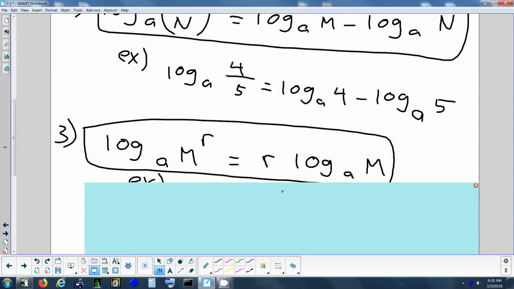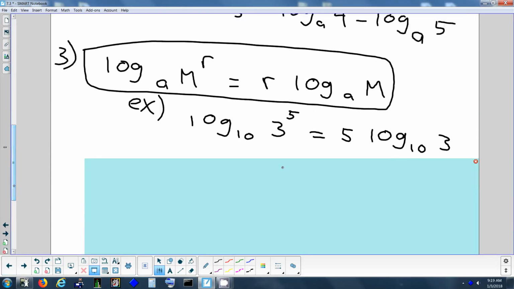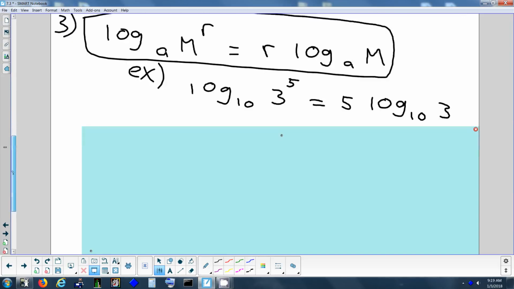Okay, so here's an expression, log base a of m to the r. You're allowed to take the r and put it in front. So rule 3 is really like rule 1, where you're multiplying the same thing over and over. So there's an example with numbers. Okay, so any question on that rule with exponents, moving exponents in front? That's going to come up a lot.